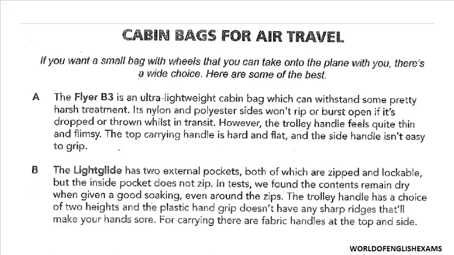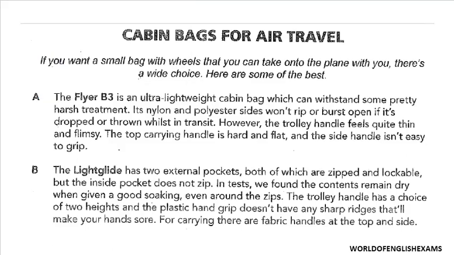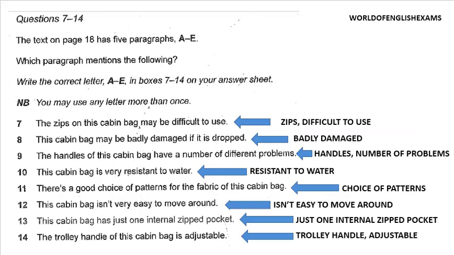But are we going to stop reading the passage here? No, because we got the instruction as NB. Come on. The trolley handle, again it's talking about handle. So the trolley handle has a choice of two heights. That means it is adjustable. Which statement is giving us that? Yes, can you look at the 14th statement? The trolley handle of this cabin bag is adjustable. So this is what NB means. We have seen that the same paragraph contains two different questions. So here the answers for 10th question and 14th question are both B.